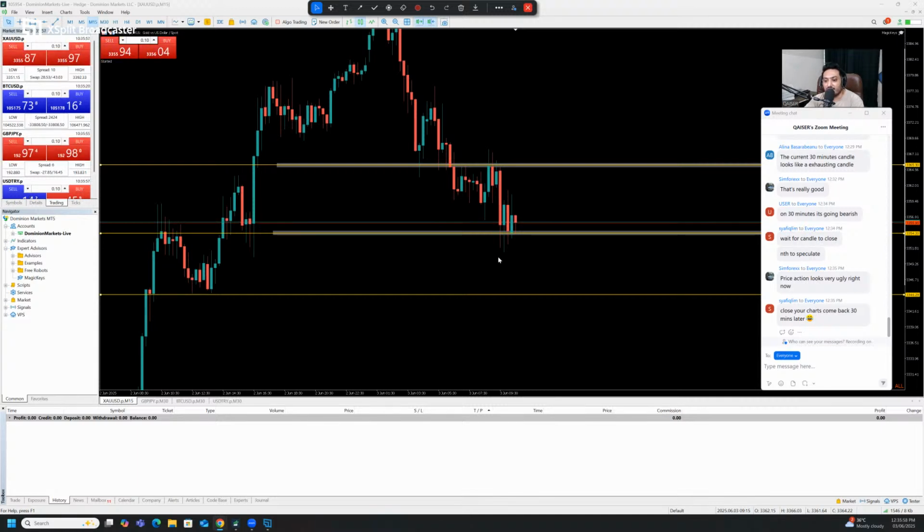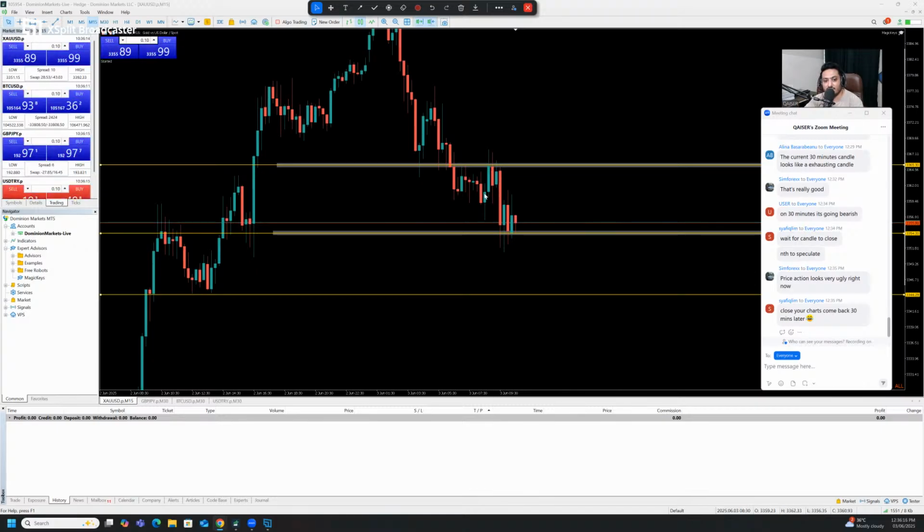Price action looks very ugly right now. Exactly, price action clearly is not showing any clean direction. It's just printing side by side. We're going to get some move during the pre NY or NY. Before that it might be continuously doing some kind of consolidation.